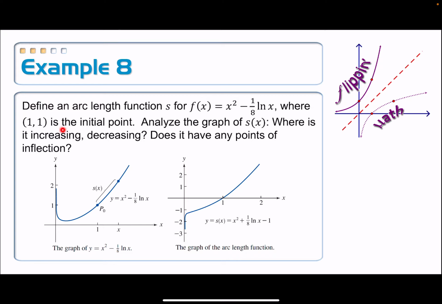How do I find increasing and decreasing with calculus? Remember, it's been ages. We do that with the derivative. We see if it's positive or negative. This one should turn out to be positive. Let's take a look at that graph. It should always be positive.